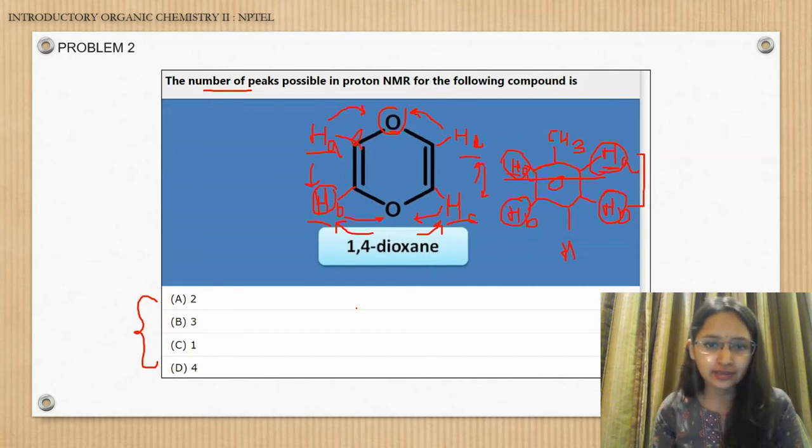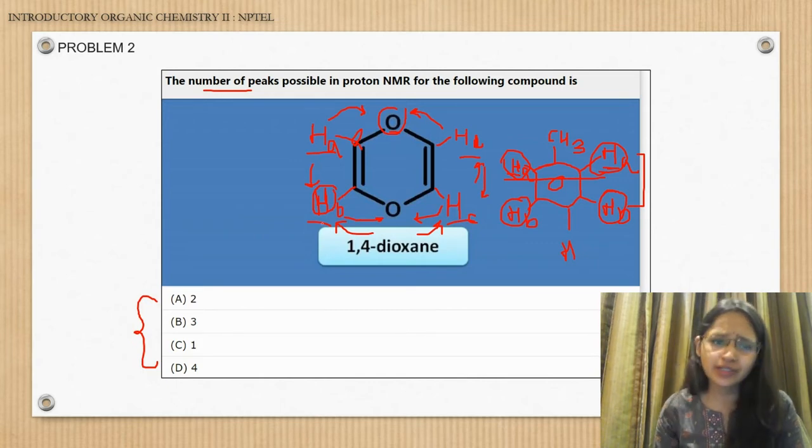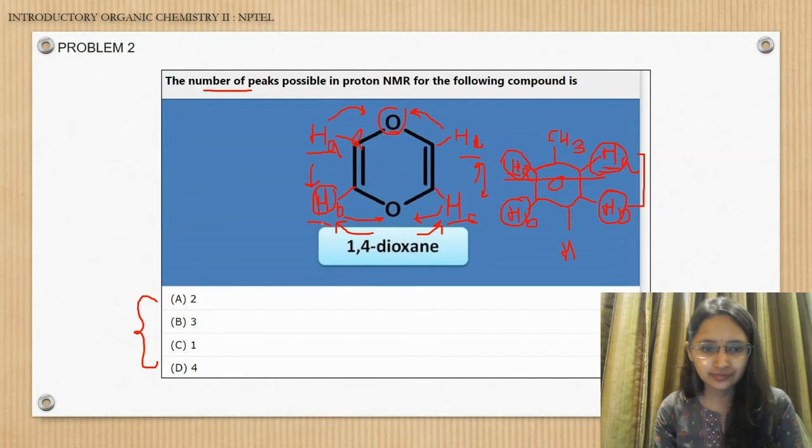This molecule is symmetrical. So these Ha, Hb, Hc, and Hd, all the protons have the same environment, like oxygen and hydrogen are in the vicinity of these particular hydrogens. So how many signals should they give? Just make a guess. I'm not asking about the answer. Okay, ma'am, I will try. I think one, ma'am. Only one signal. Yeah, very good. This is the correct answer.